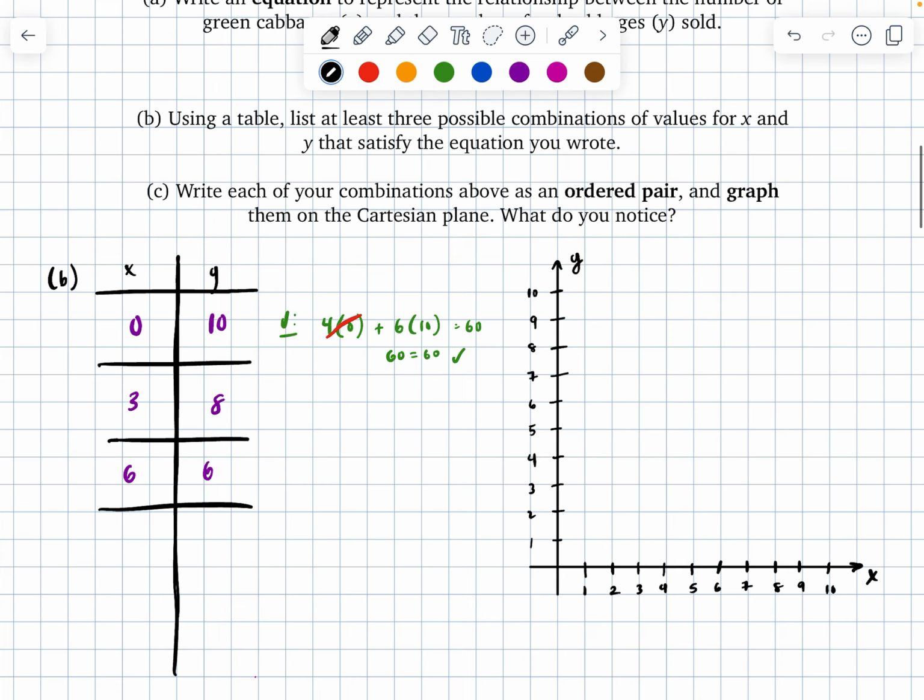3 greens and 8 reds would work. 6 greens and 6 reds you might have found. We can keep going, you might have found 9 greens and 4 reds. You might have found 12 greens and 2 reds. Then you could even keep going to the point where you got 0 reds, then you might have had 15 greens.